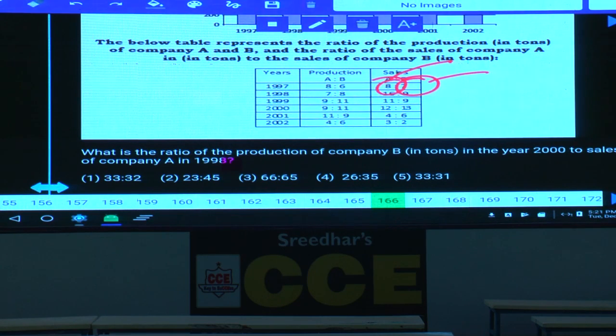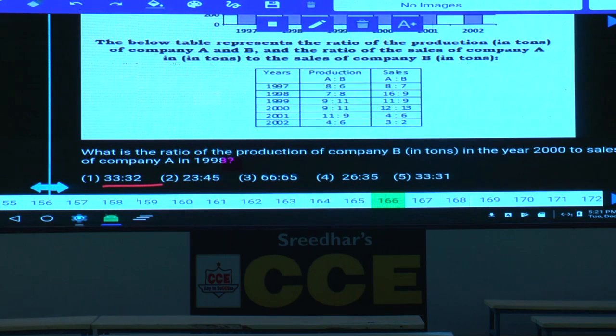Year wise, production wise, sale wise for both companies A and B. It may take some time for segregating the data, but these are all silly questions. You may be asked to calculate ratio or percentage increase or percentage decrease or average. That's it. Not more than that.